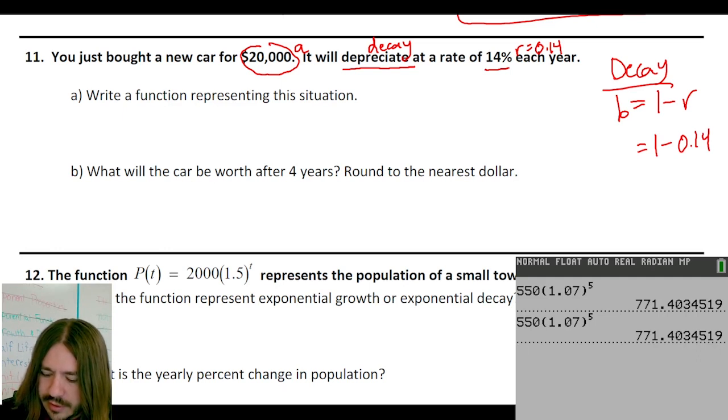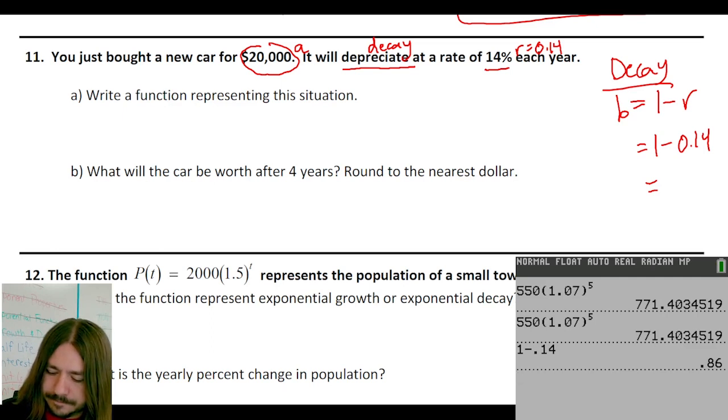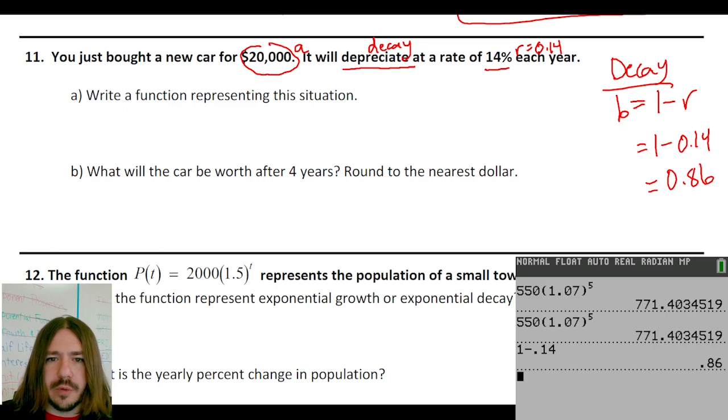So that's going to be, I think it's going to be 0.86, but since we're allowed to use the calculator here, might as well take advantage of that. 1 minus 0.14. It's going to be 0.86, yeah. Okay, so we got our b value, we got our a value, we're ready to write the equation.